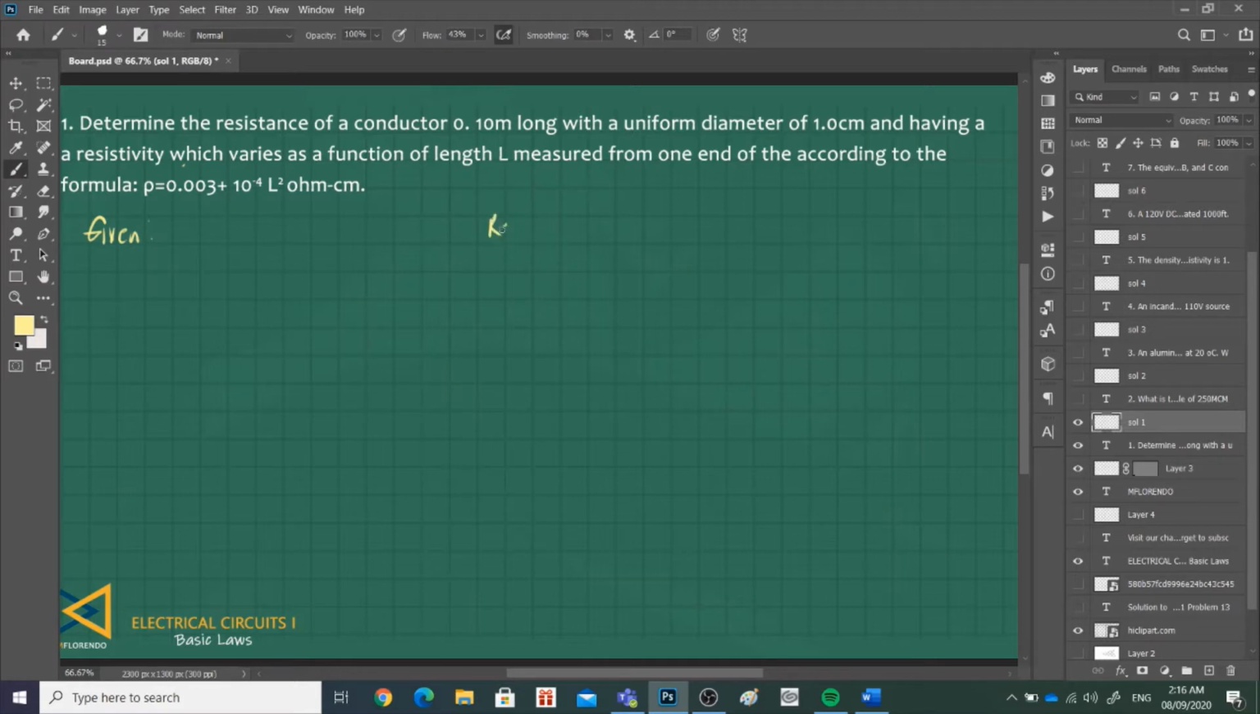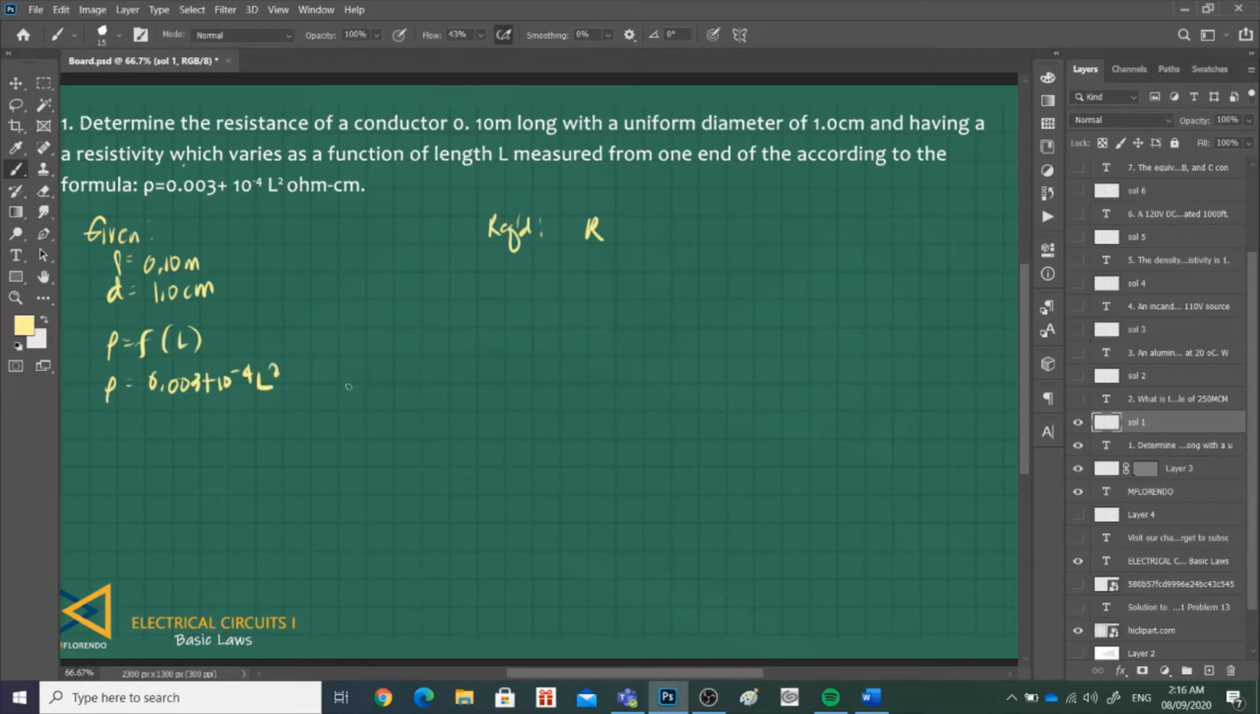So, lalagay ko na dito, required, resistance in ohms. So, determine the resistance of a conductor. Given is length, 0.10 meters with a uniform diameter of 1.0 centimeter and having a resistivity which varies as a function of L. So, meron tayong resistivity as a function of L. So, ang formula natin is 0.003 plus 10 raised to negative 4 L squared.